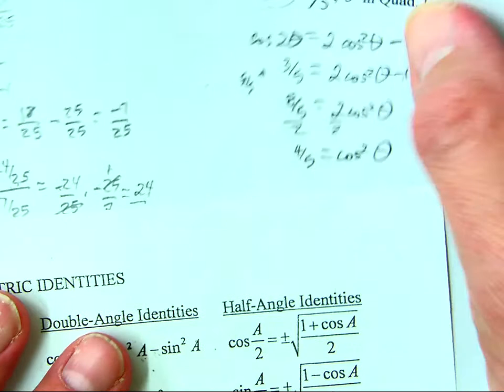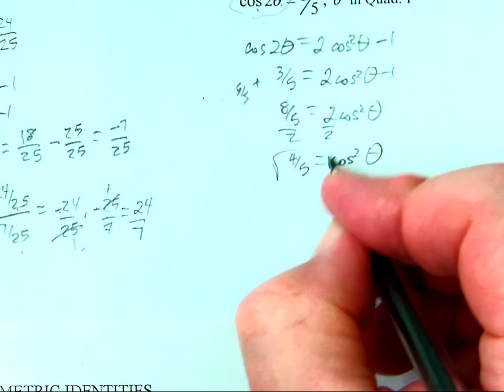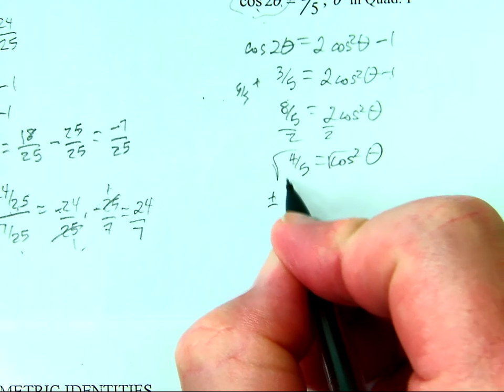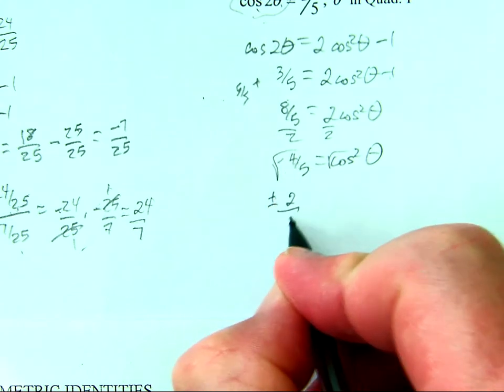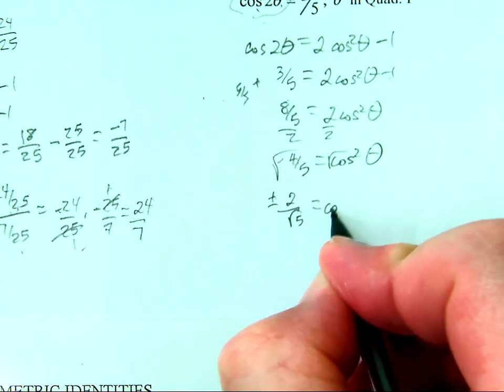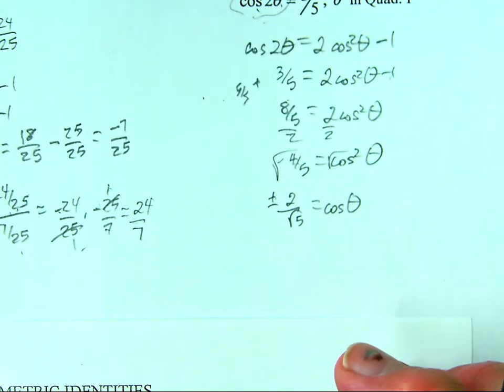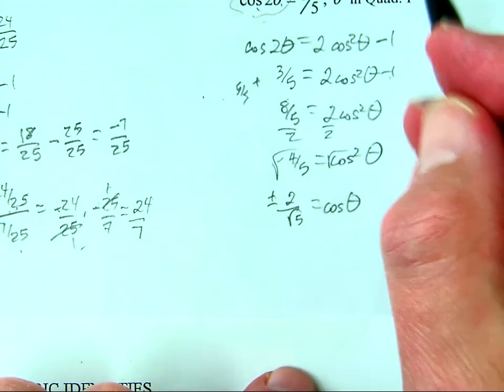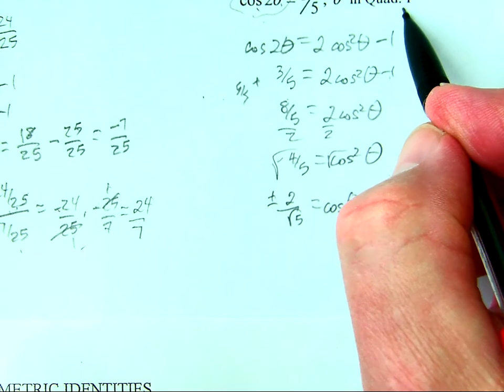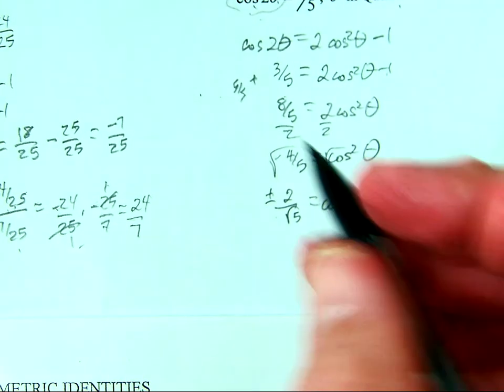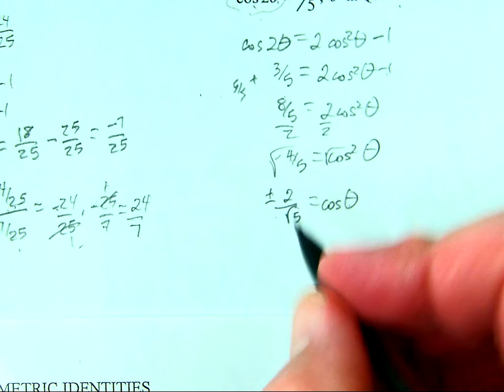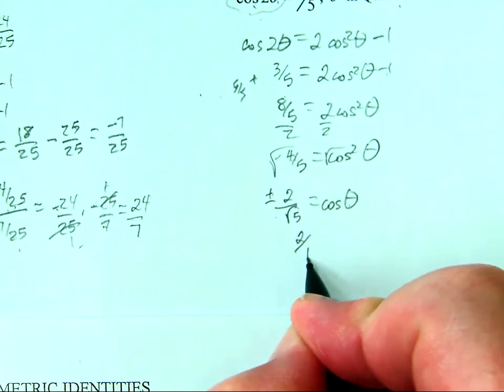Now we want to square root both sides. So that's plus or minus. Square root of 4 is 2. Square root of 5 we don't know. Now all we have to do is decide if it's plus or minus. Well, notice it says theta is in quadrant 1. If we're in quadrant 1, cosine is positive. So that's a positive 2 over radical 5.